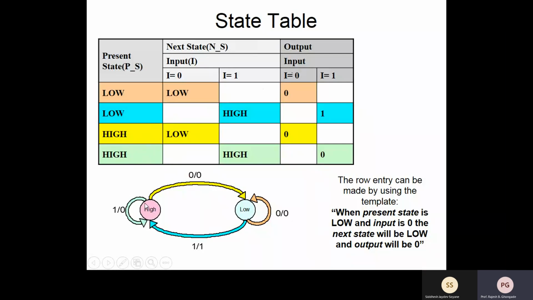Again, when the present state is high and at the same time input was 1, what should be the next state? It should remain in the same state. And when the input is 1 in state high, output is 0. So do you understand how this table is created? Yes, sir. Very basic things, but very, very important ones.